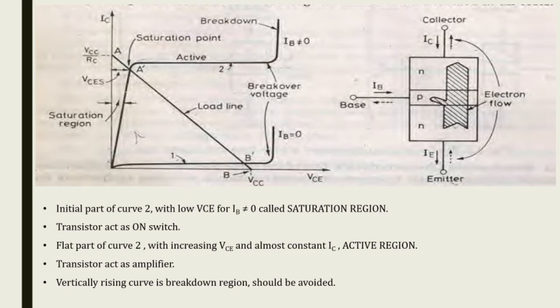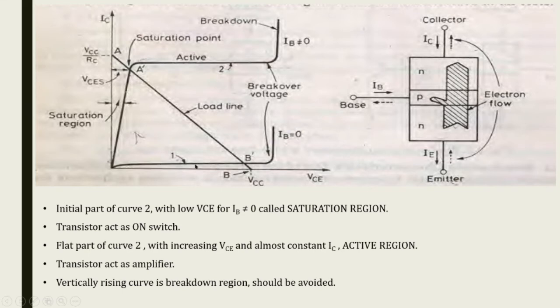Here also, this graph is the output characteristics of a power BJT. Two curves are shown: curve 1, where input current IB is equal to 0, and curve 2, where IB is not equal to 0. In the last figure we saw that when the input current IB is equal to 0, there will be a small reverse leakage current IC due to the minority carriers in the transistor. That is denoted here.